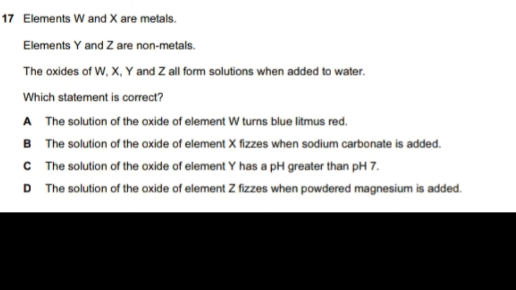Number 17. Look here, two sets of elements are given. W and X are metals. You know metal oxides are bases. When they dissolve in water, it will be alkaline. Their pH will be greater than 7. Y, Z, they are non-metals. Non-metallic oxides are acidic. When they dissolve in water it will be acidic and their pH will be less than 7.